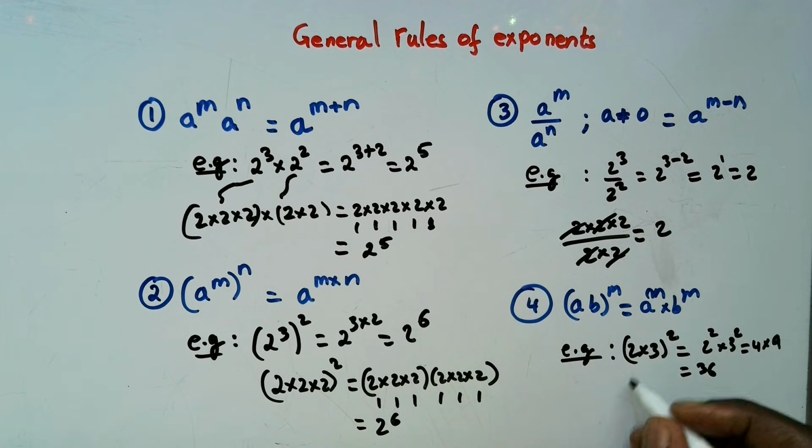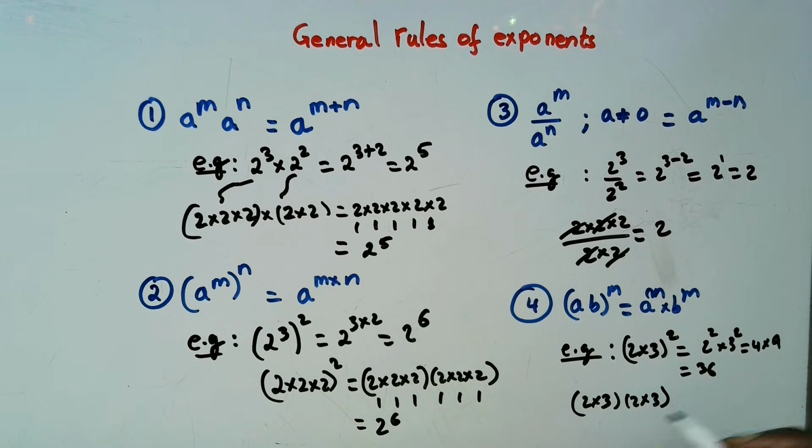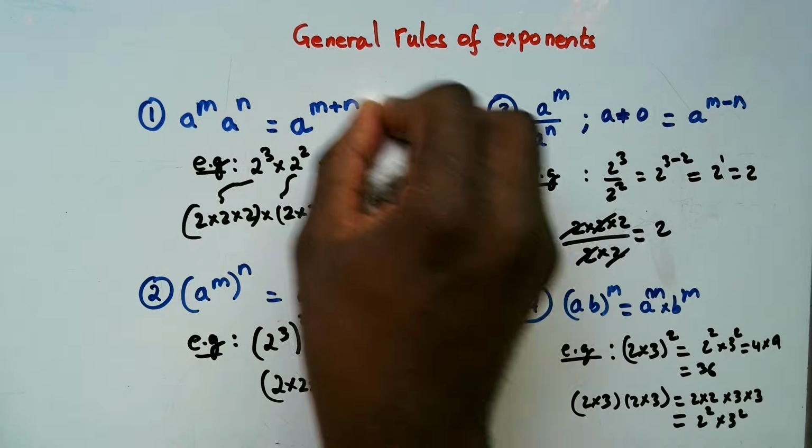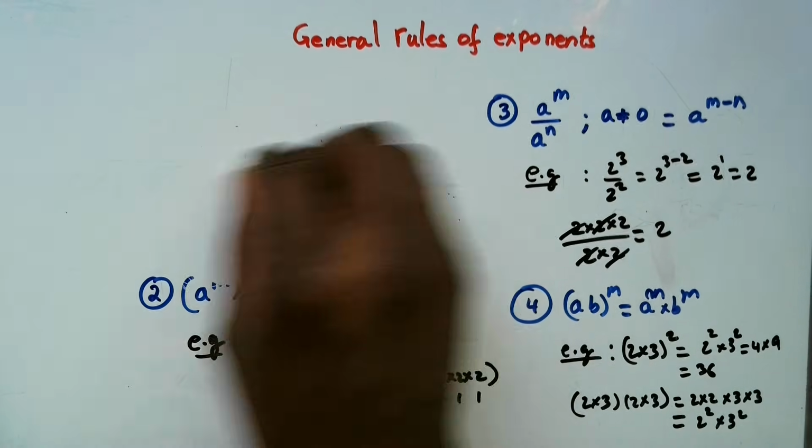Okay, now we can test again. So 2 times 3, 2 times 3. We can get rid of the parentheses, so it's just going to be 2 times 2 times 3 times 3, which is 2 squared times 3 squared. So that works. Okay, I'm going to have to erase this side here so I can have room for the fifth rule.